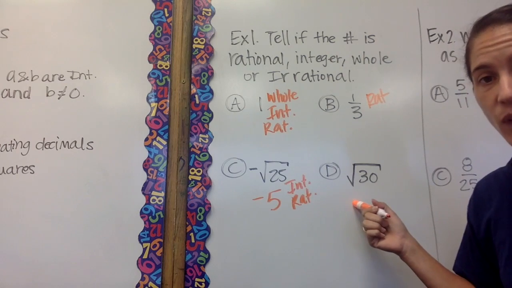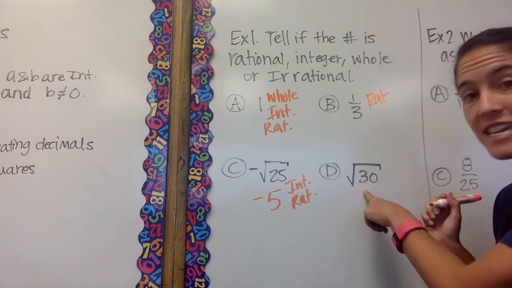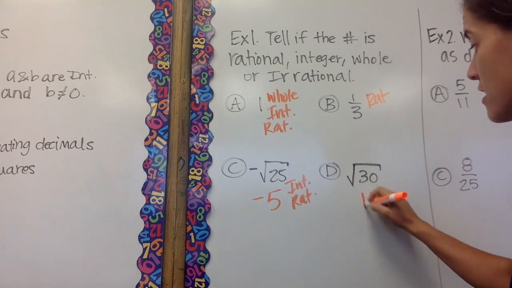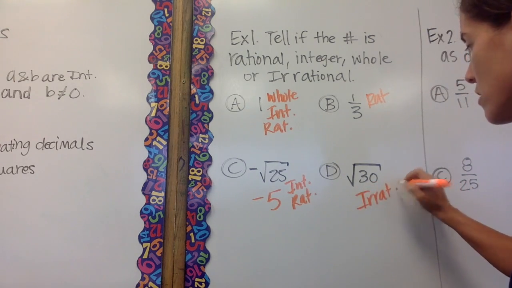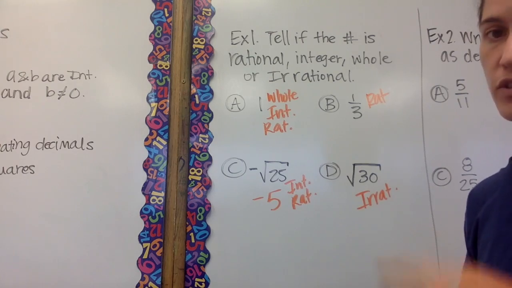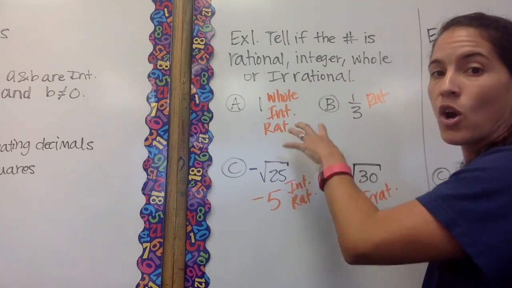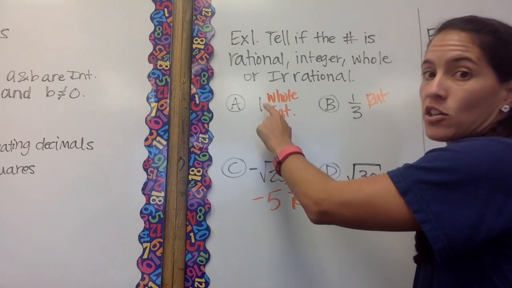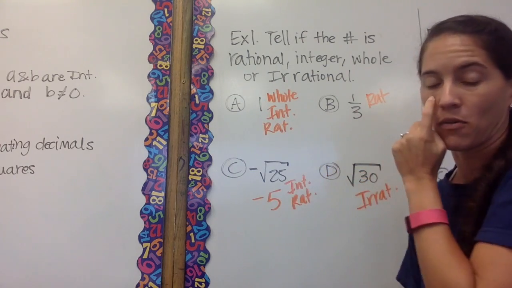And then D, the square root of 30. This is not a perfect square. It would be 5 point something. So this is an irrational number. So that's how that works. So you have to figure out what group it goes into. And if it's a whole number, then it's also going to be an integer and it's also going to be a rational number.